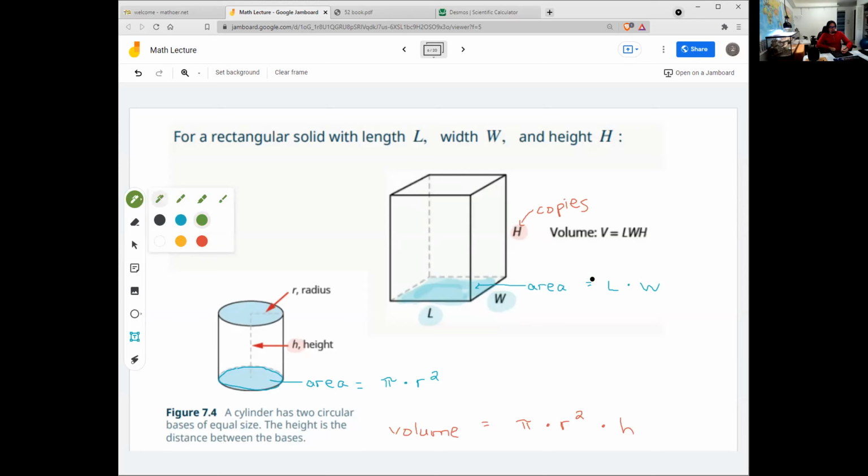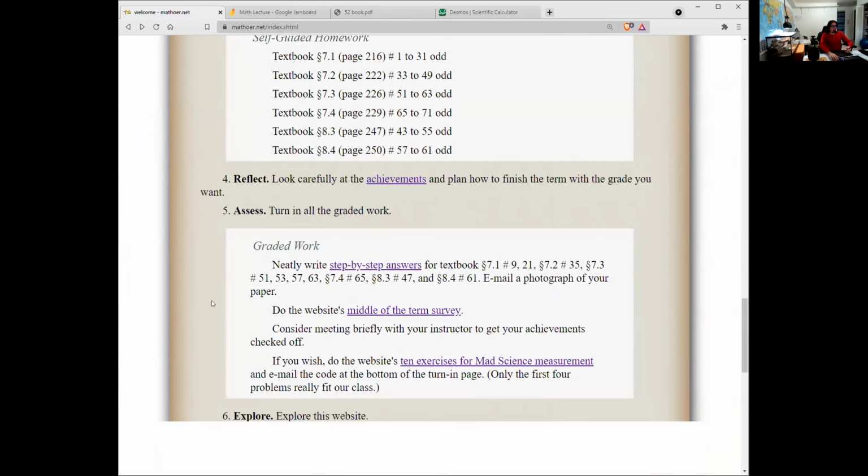It's both the area fitting into there and then having the height go on after. Questions about this slide? Okay, if you didn't know the circle formula, let's go back and talk about that.